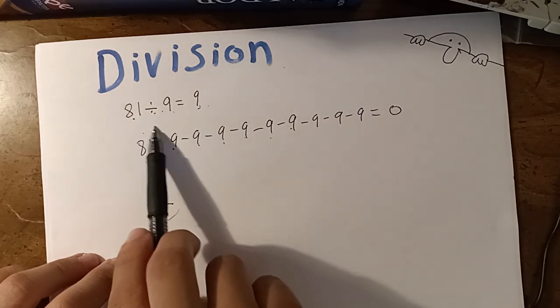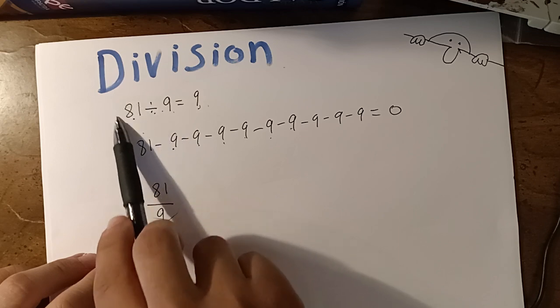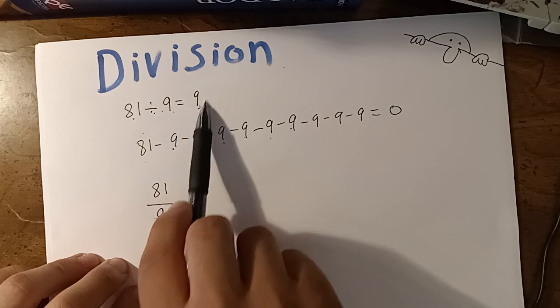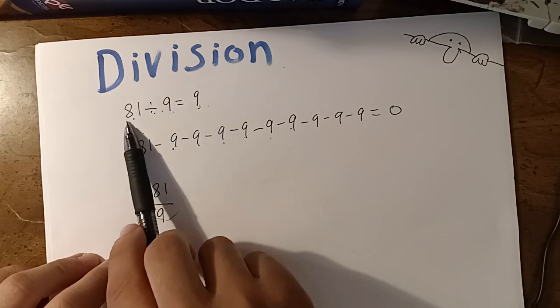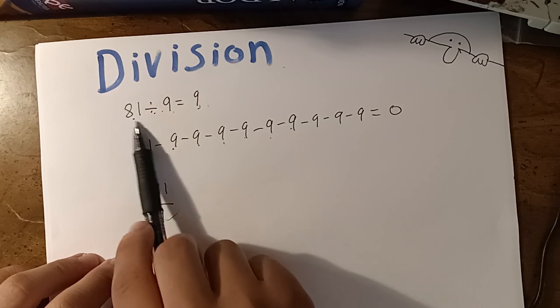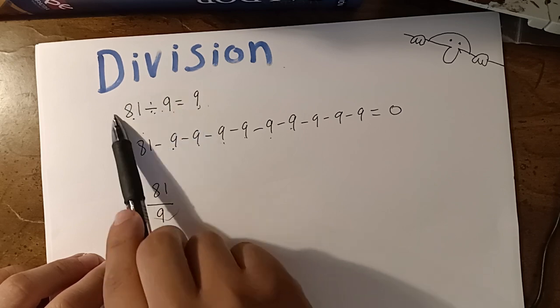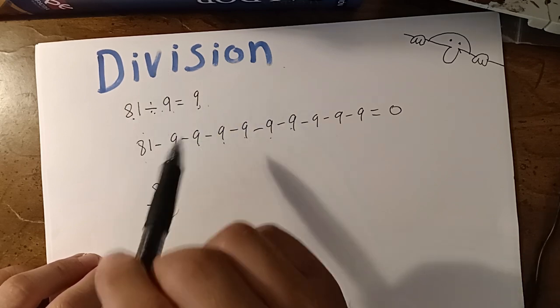And just like subtraction, the order that you divide things in matters. So if you had 9 divided by 81, that'd be a way different number than 9. It wouldn't be the same number. So if you want to get 9 as your answer, you've got to write it in this order: 81 divided by 9.